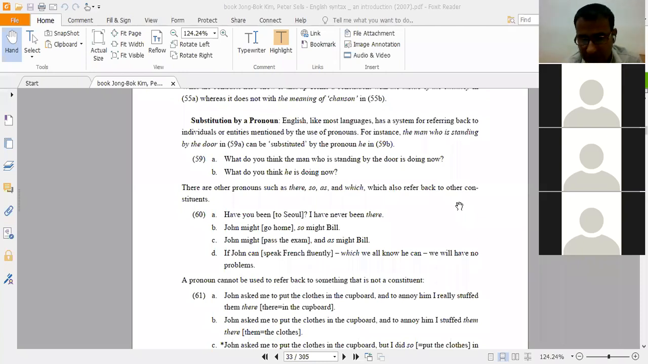Now, the man who is standing, we can replace with he. What do you think he is doing now? So what did we replace with he? The man who is standing by the door. Because it is a noun phrase, so a noun phrase can be changed with the help of a pronoun. And a pronoun is itself a part of the noun phrase. Is this clear? So this is substitution. Yes sir. Pronoun he, what was the noun phrase? The man who is standing by the door.